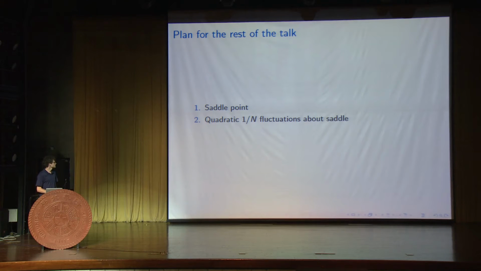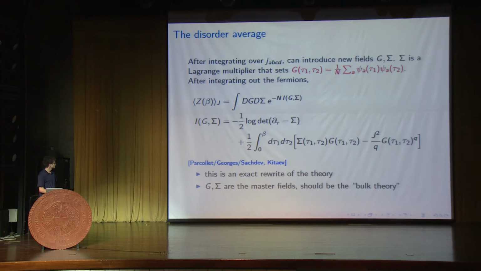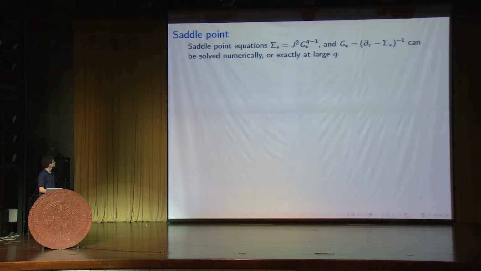So first, we'll discuss the saddle point. You just take this action here, and you vary it with respect to g and sigma, and you get these equations, where fields with an asterisk are supposed to represent the saddle point values. These are somewhat complicated equations, but they can be solved numerically, or they can be solved exactly at large Q, and I'll just plot for you the types of solutions you get.